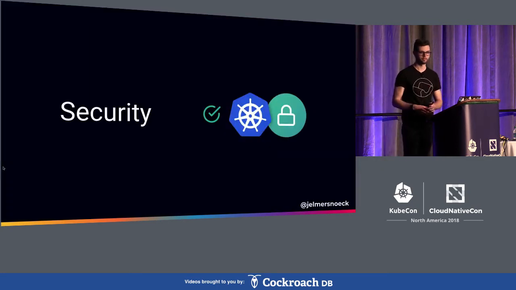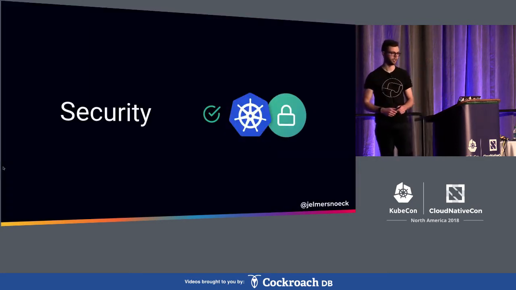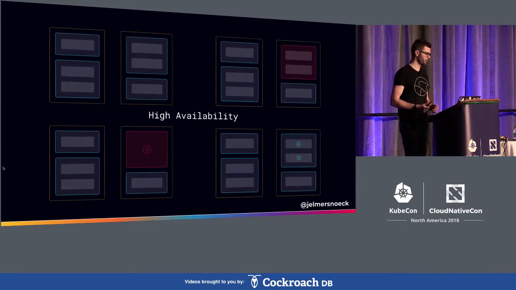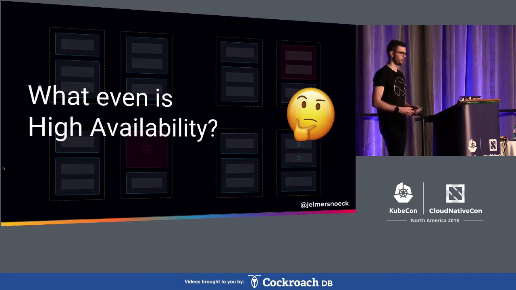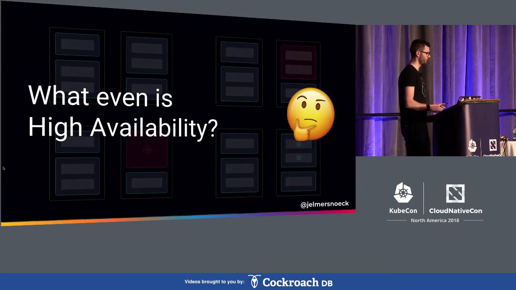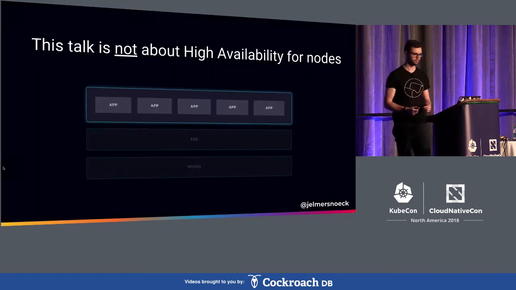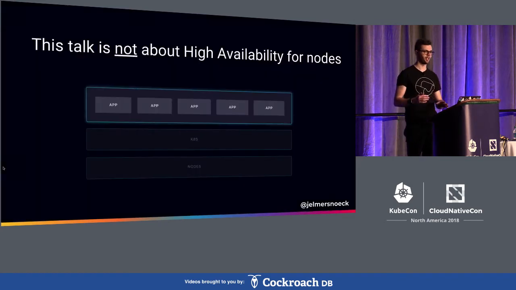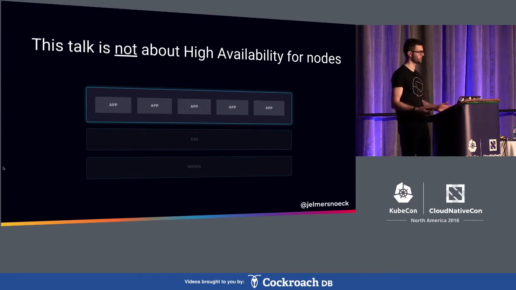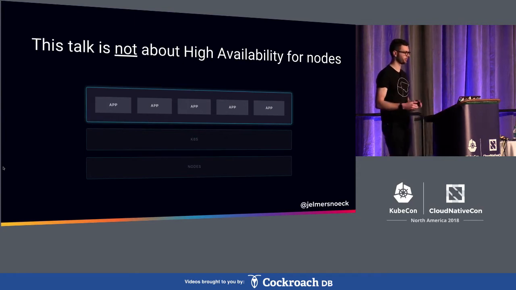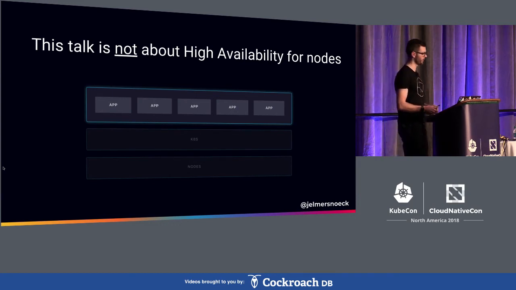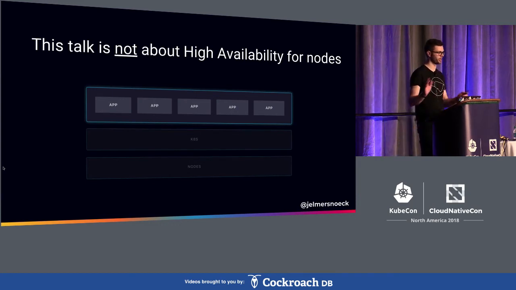So we have a secure setup now. We covered that part. It's time to go into the high availability section of this. Before we dive in, I want to clarify what we mean by high availability. This talk is not about high availability for your nodes. We're purely going to talk about high availability for your applications. There are other talks about how you can set up a highly available cluster, and we're not going to dive into that here. We assume you already have that.